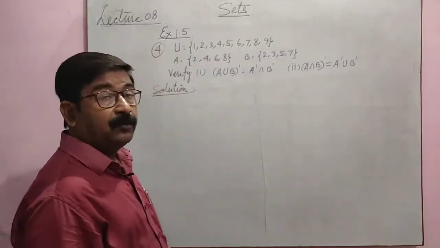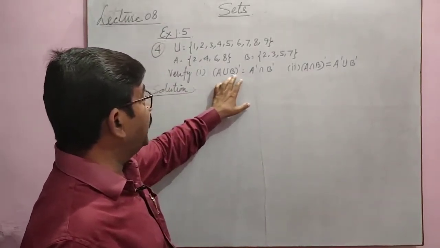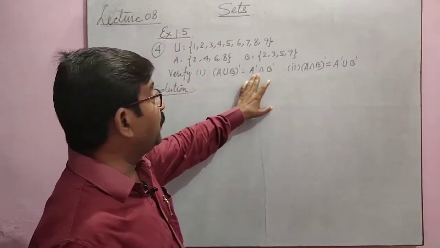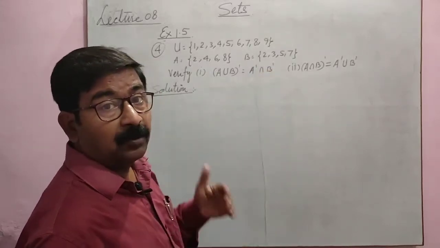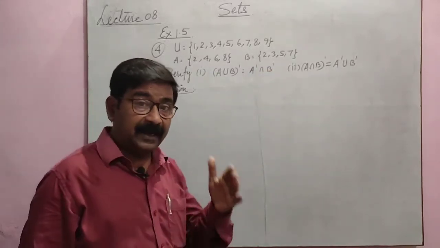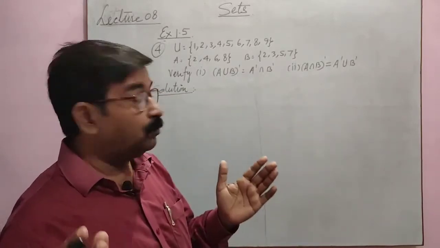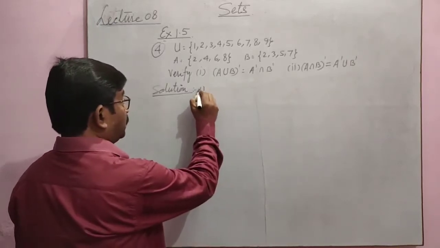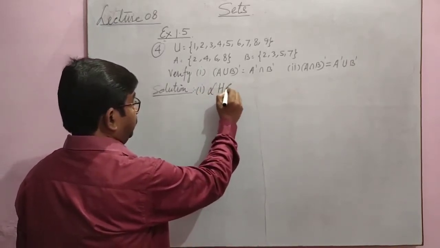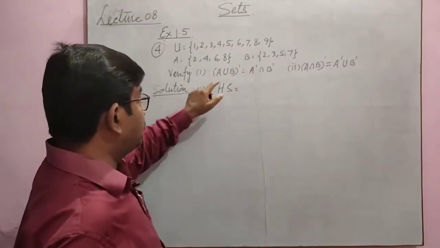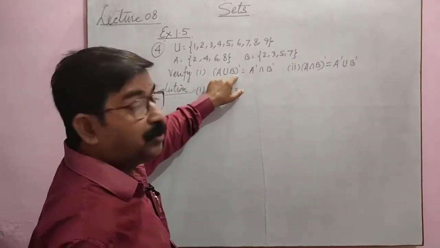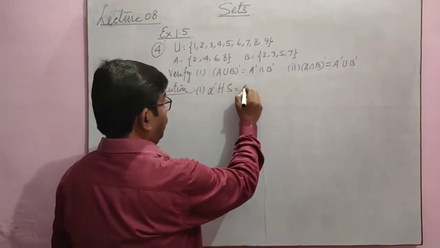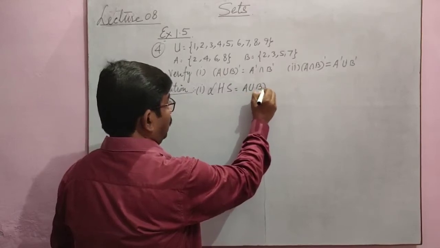See, we have to verify this. Complement of A union B is the same as complement of A intersection complement of B. So we have to find the left hand side and right hand side both, and both must be the same. So I am solving the first part, first taking the left hand side, and in the left hand side we have to find A union B and after that its complement. First we are finding A union B.